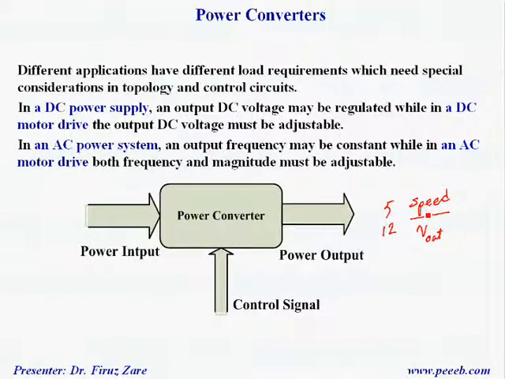In an AC power system, when the output voltage should be AC, that means we should be able to control the frequency and magnitude. So in this case, it depends on the application. If it's an AC power system application, normally the frequency is constant, so we need to control the magnitude. Or in an AC motor drive, we should be able to control the frequency and magnitude in order to control the speed.